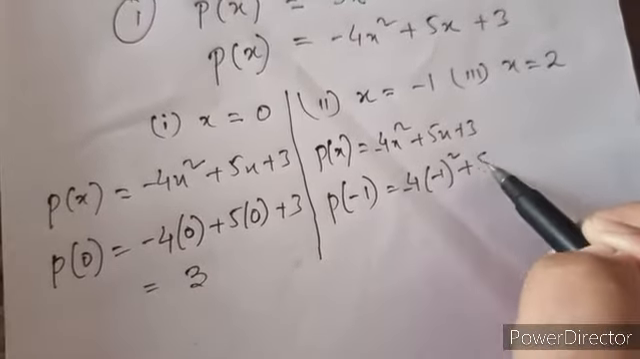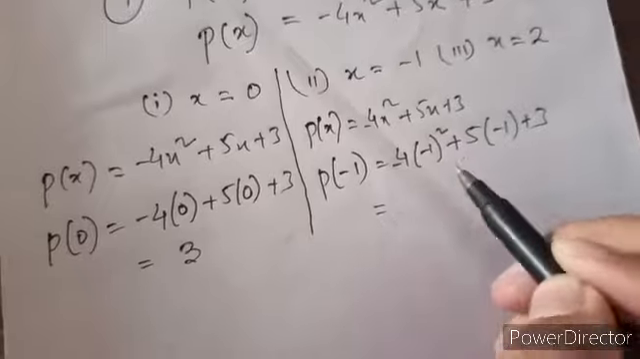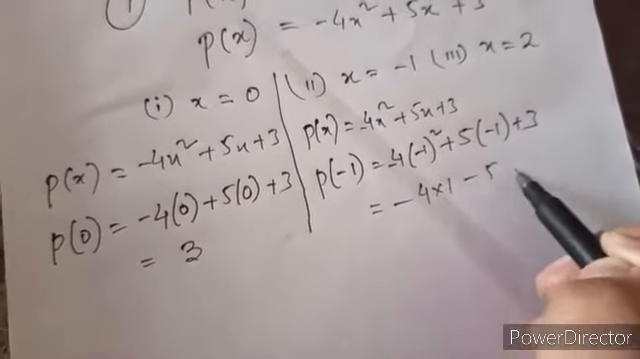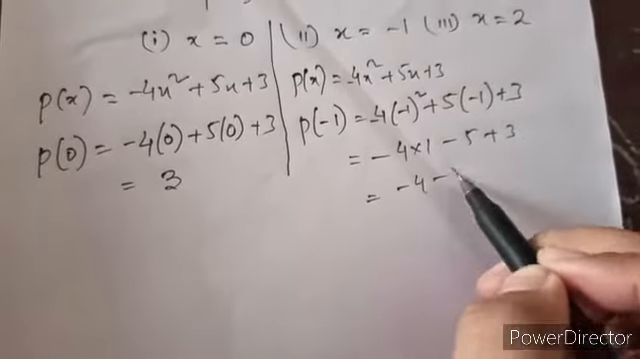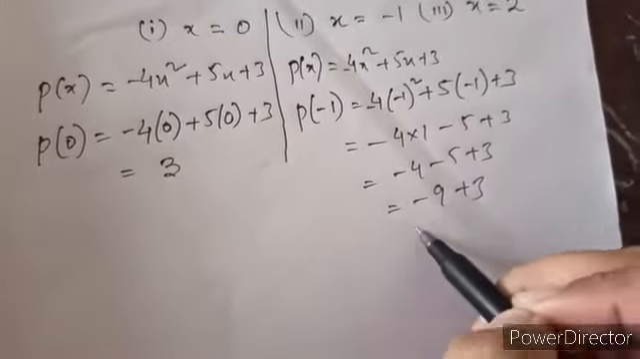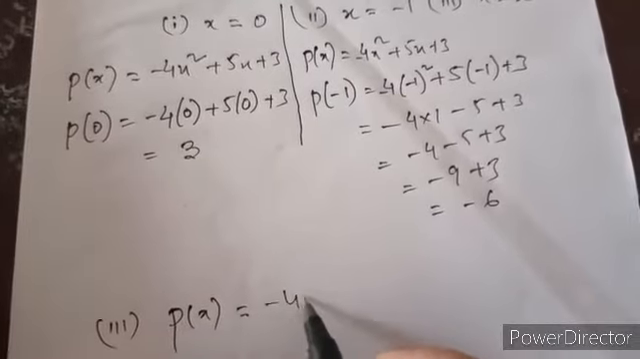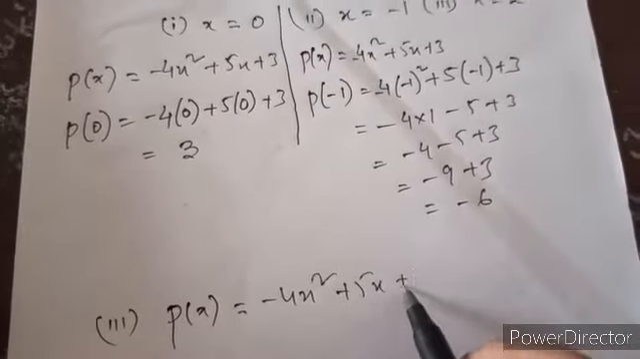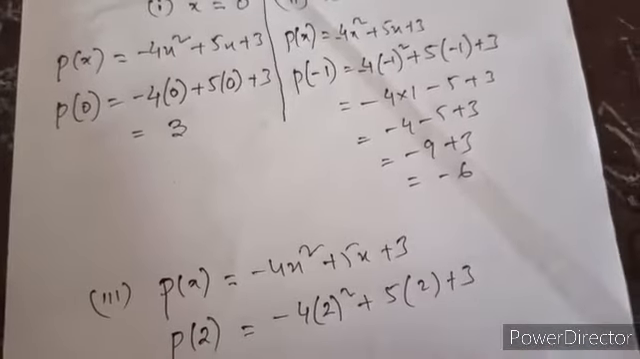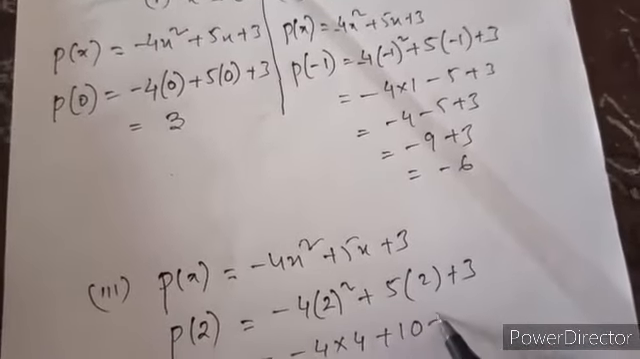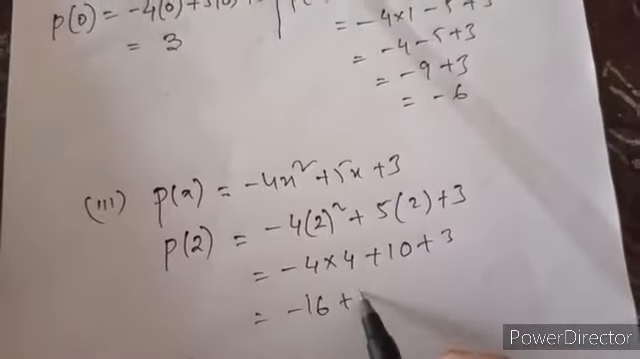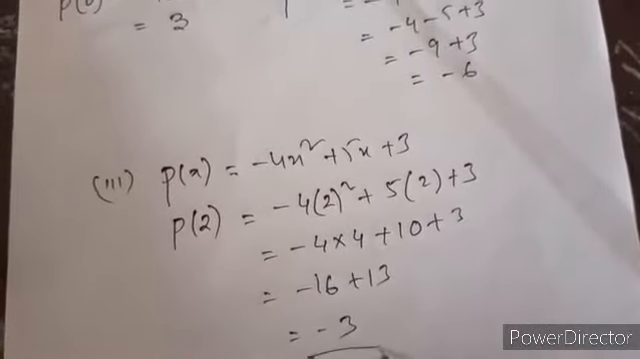The value will be 1 minus 5 plus 3. That is minus 4 minus 5 plus 3. Minus 9 plus 6. So this is coming to be minus 6. And the third is we have to put the x value to be equal to 2. So when we are writing p of 2, that means in place of x we have to use 2. Plus 3. So minus 4 into 4 plus 10 plus 3. That is minus 16 plus 13. So the value is minus 3.